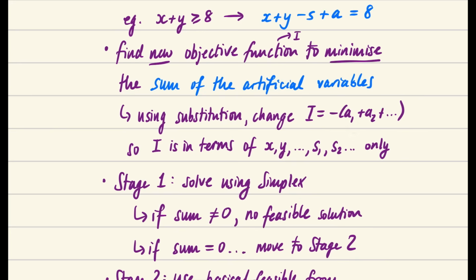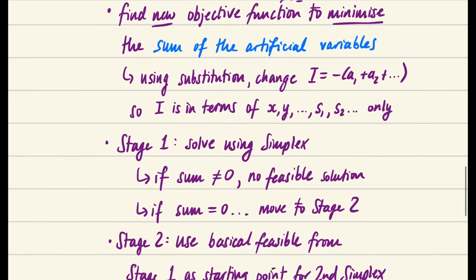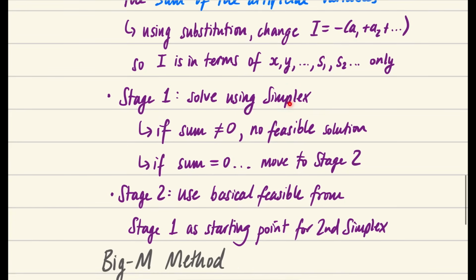Then, using substitution, you need to change this objective function, which is minimizing the sum of the artificial variables, so that it is only in terms of x, y, s1, s2. It cannot be in terms of any of the artificial variables. It just doesn't work. Stage 1 of this two-stage method is to solve this new objective function using the simplex method. If the sum of the artificial variables is not 0, there is no feasible solution.